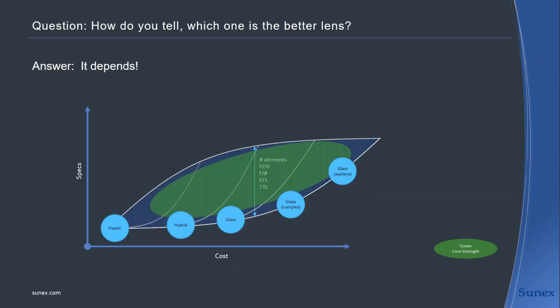Important, we really play in this entire area. We maybe do fewer all plastic lenses, but whether you go from a hybrid lens to a very complex and molded glass lens, we deliver on this entire area.